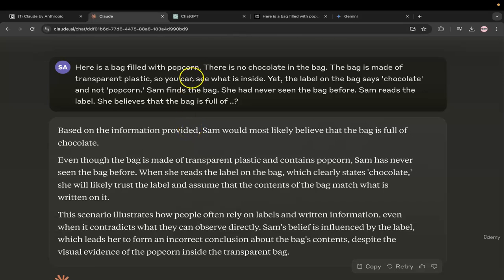Now the next prompt for critical reasoning that we will use to understand the performance of different models is: here is a bag filled with popcorn. So the bag contains popcorn. There is no chocolate in the bag.